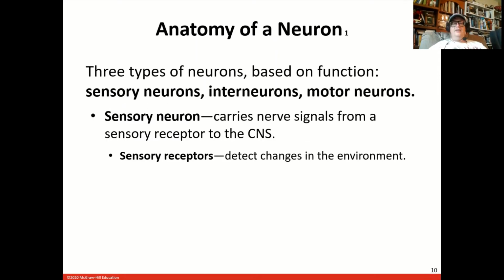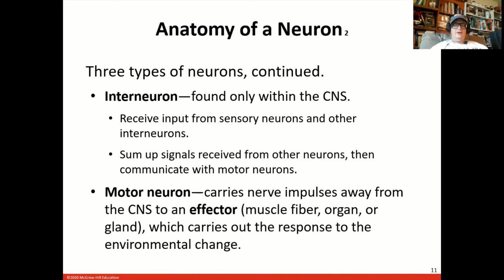All right, and then we got three types of neurons. We already said we have the sensory ones, the afferent. We have the interneurons that are in the central nervous system, and we have the efferent that send the signal out, away, the motor neurons. All right.